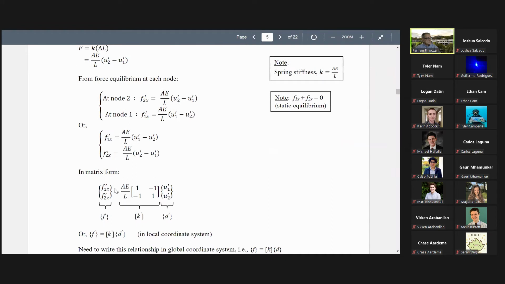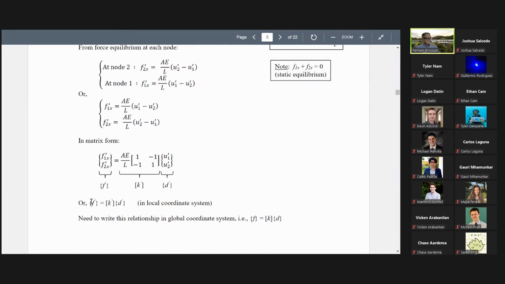In matrix notation, we can write it like this. So this is the same. In the local coordinate system, we derive this. It is F1x prime, F2x prime. This is our force vector. AE over L times the matrix 1, minus 1, minus 1, 1. This is our K prime. And this is D prime, the displacement with respect to the local coordinate system. So we can write it as F prime is equal to K prime D prime. This is F prime, K prime, D prime, but everything is with prime.